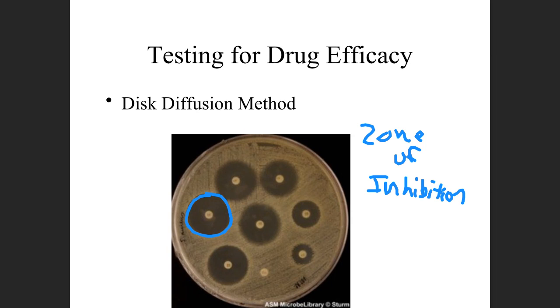Okay, it's basically an area around a disc like this where there's no bacterial growth. And the general idea is that the larger the zone of inhibition, the more effective that antibiotic is. All right, so that's one of the ways that we test for that.